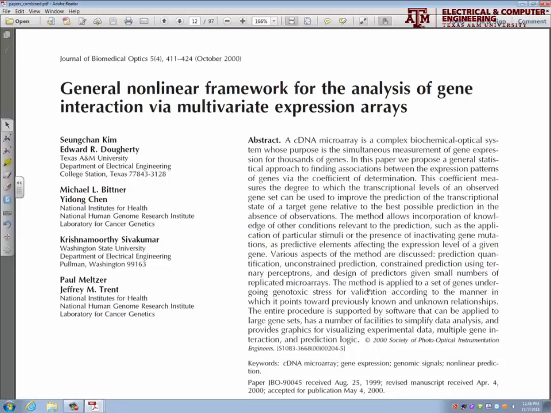So the idea here is, how are you going to pick the best predictor? You're going to say that the set which gives you the highest COD, the COD close to one, that will be the good predictor for that gene. So you're trying to figure out relationships between genes by looking at gene expression data. That's the main idea here.